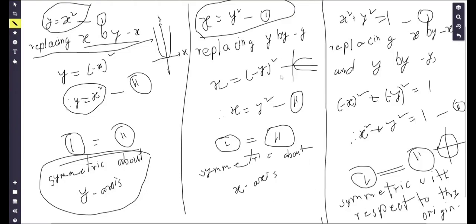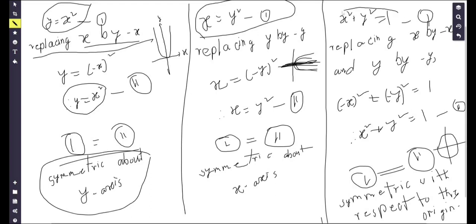And look at this curve. This graph says that this is the x-axis, and on both sides the curve is the same with respect to the x-axis. And it means the curve is symmetric, or the graph is symmetric, with respect to the x-axis.